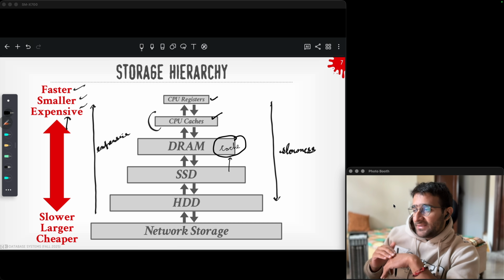Like if you have, let's say, random data spread across multiple blocks, and there is no sense of any order in that particular data, then you cannot leverage the CPU caches for localities.